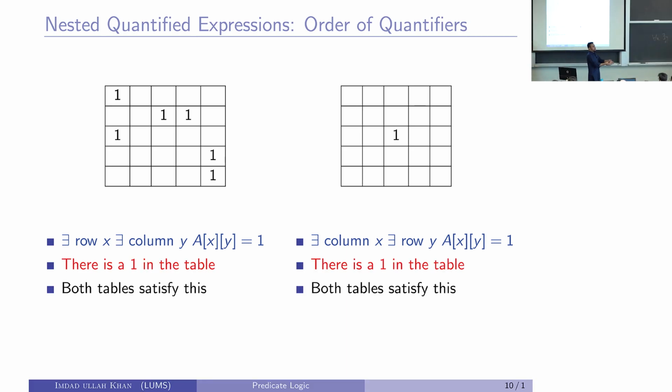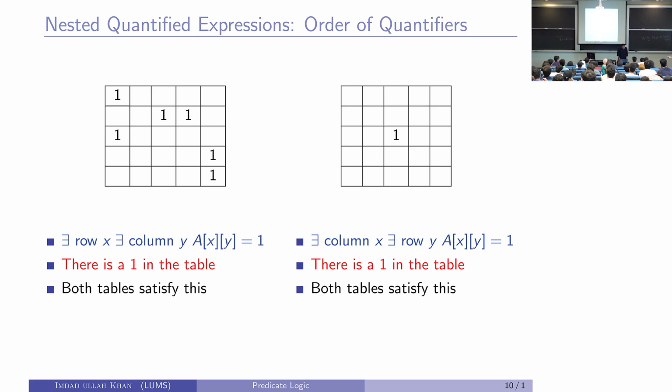There exists a column y and there exists a row x such that A(x, y) is 1. Give me the English translation. There is a 1. There is at least one 1 in the table, right? Is it true about table 1? It's the same statement, so it must be the same thing, right? Yes? Could you go back to the previous one?